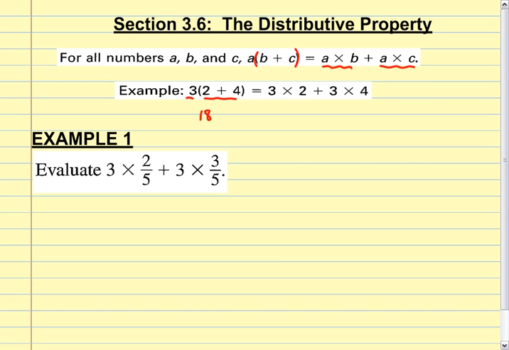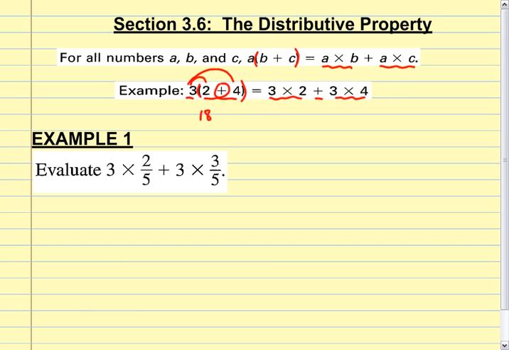Okay. But here's what they're saying. They're saying that 3 times this quantity, 2 plus 4, is the same as 3 times 2. Do you see I drew a little arrow there? 3 times 2 plus, I keep this sign, 3 times 4. Everybody happy with that?